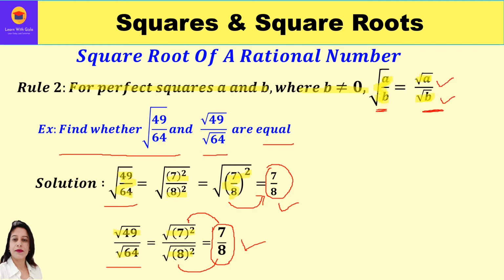So root of a upon b can be split into two parts and we can have root of a upon root of b. So these are the two rules which we have studied over here. First rule was related to product and second rule is related to division. Okay, hope you have understood. Now we will be taking some questions related to it.